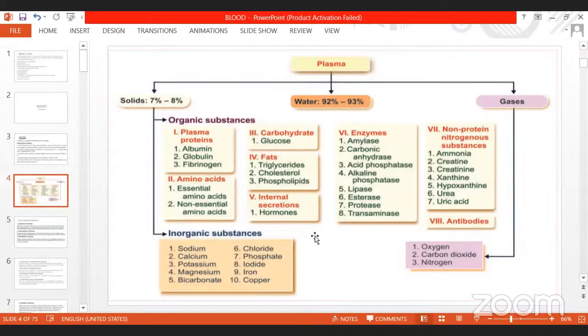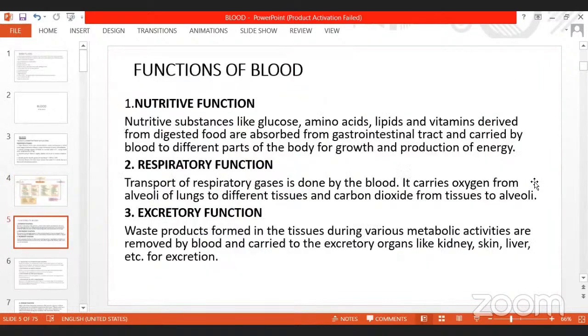So all these constituents we can check through the blood test. All these things we used to detect through the blood test. And the change in this will lead to diseases, or we can predict the condition of the patient.